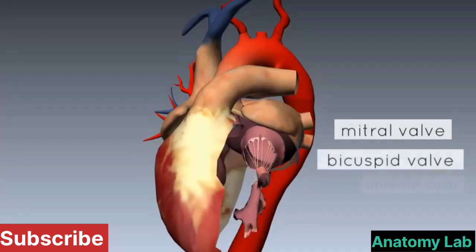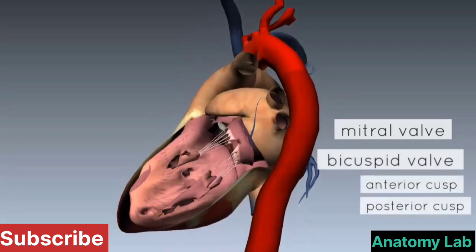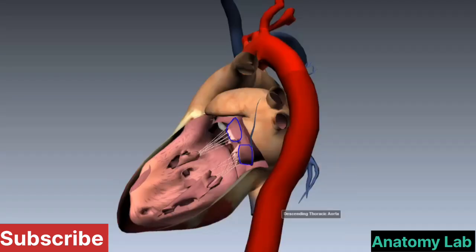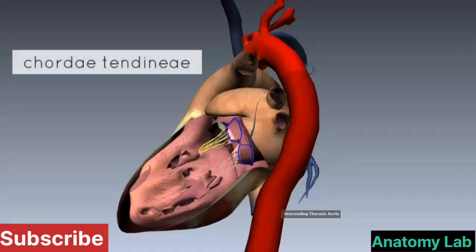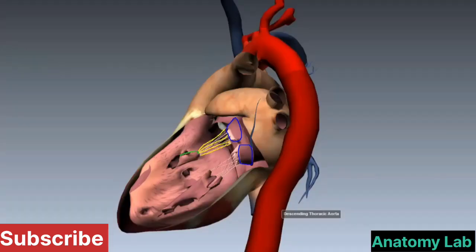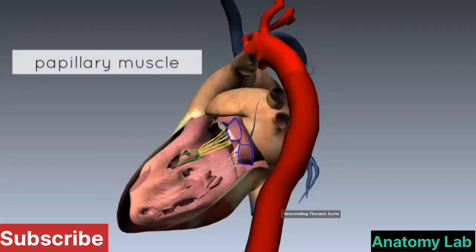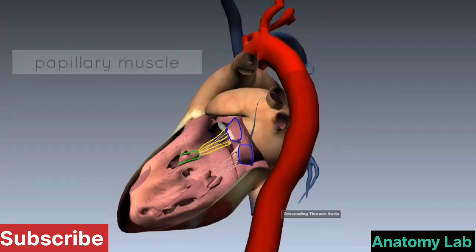You've got an anterior cusp which is larger, and you've got a posterior cusp at the back which is a little bit smaller. So anteriorly you've got the anterior cusp, and you've got the smaller posterior cusp at the back. And just like in the right ventricle, it's attached to a papillary muscle by these chordae tendineae. These chords which you can see here, I'm just highlighting them in yellow. And you've got the papillary muscle here anchoring it to the ventricular wall.